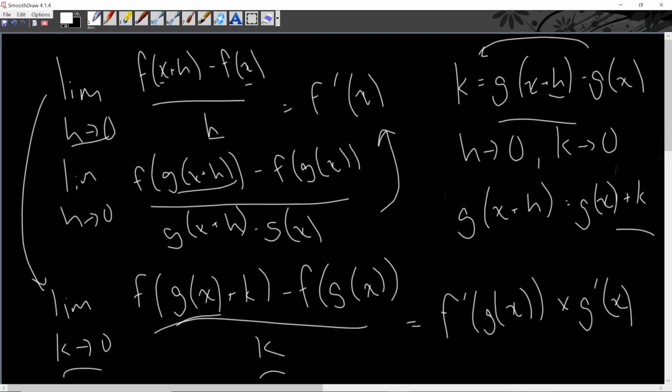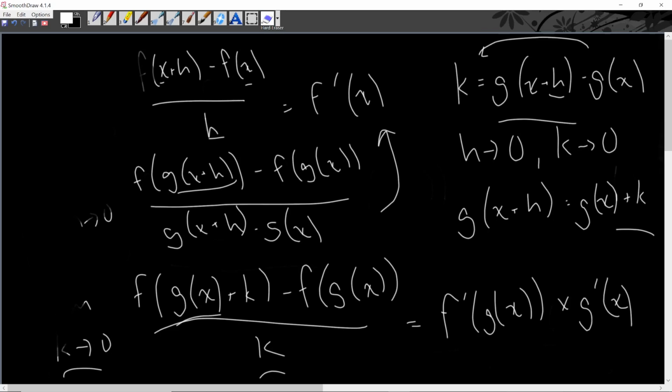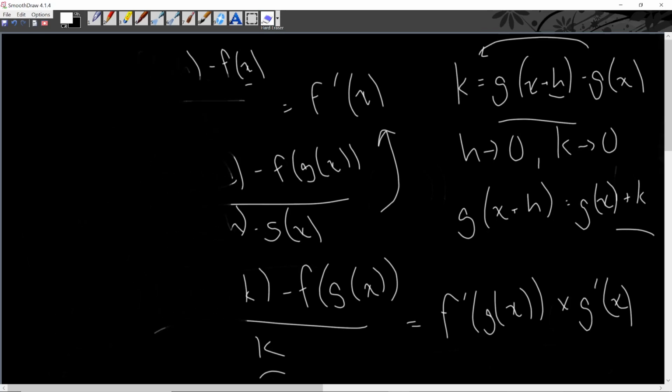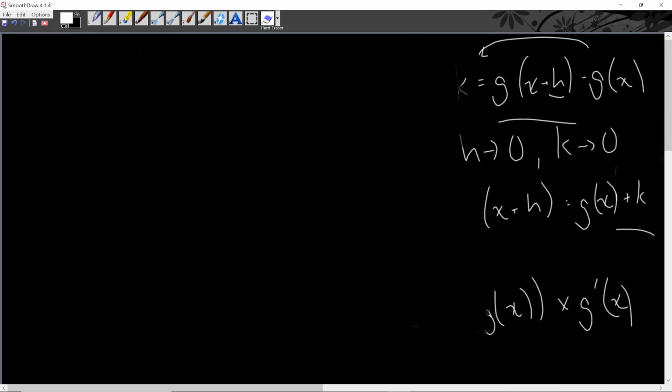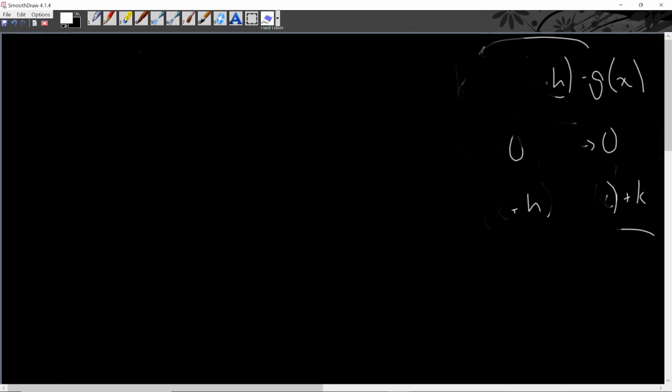So yeah, we did go through that a little bit quickly, but I don't think you need to know any of that. That's just kind of interesting, I guess, in my opinion. So we have f prime g of x times g prime x is going to be the derivative of f of g of x. And now we're actually going to use d dx notation for most of our implicit differentiation.